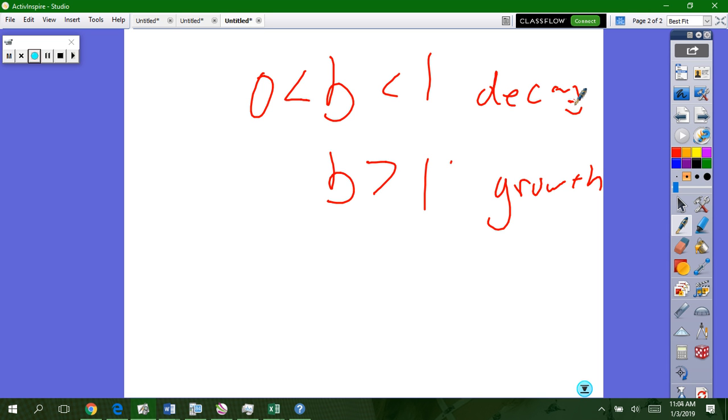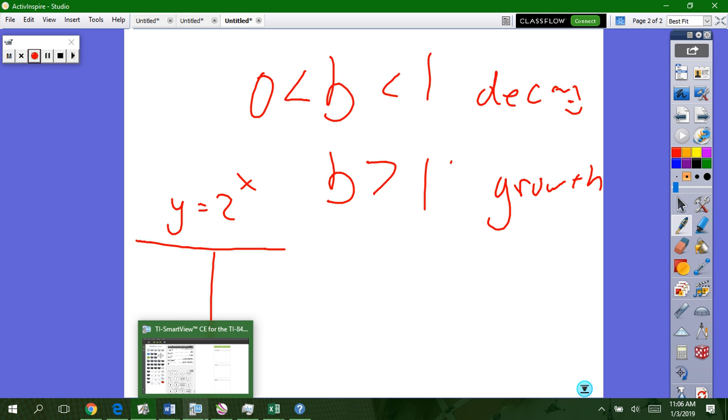Let's go ahead and graph a growth one first. Give me an equation where b is larger than 1. Now this is a standard function. Now understand every standard function is going to be different because the base is different, correct? Like 3, 4, 1.5. See what I'm saying by that? Okay.